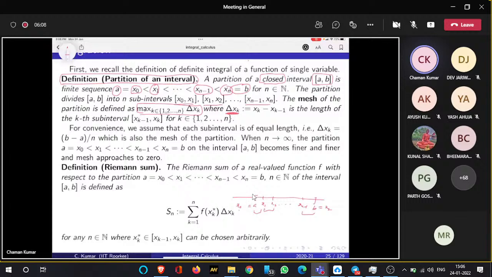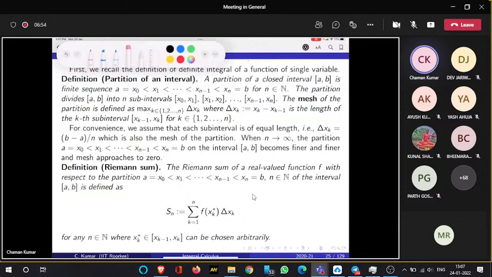This is known as a partition, and the mesh of the partition means you find the length of each of the subintervals and take the maximum. That is known as the mesh of the partition. So you have a partition, and for every partition you have a mesh. Mesh means the maximum size of the subinterval.